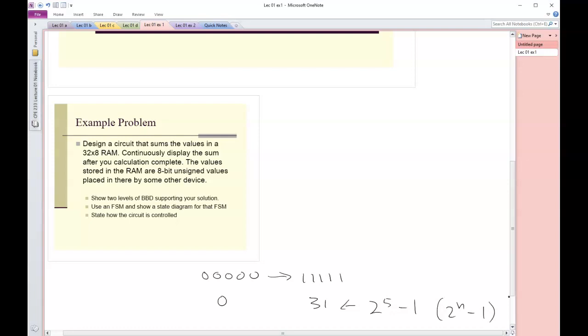For a problem like this, I like to say these problems sort of do themselves, because obviously I need a RAM. That's one object. Anytime I have a RAM, I need a counter to address it. There's another object, and I'm going to keep reading this thing. And what is it going to say here? Continuously display the sum. It's going to sum up all the values in this thing. So in particular, I need some type of adder, in particular a ripple carry adder, since that's the only one I know.